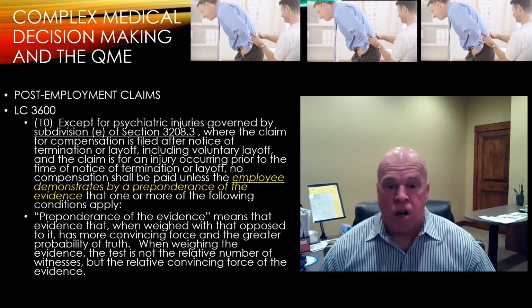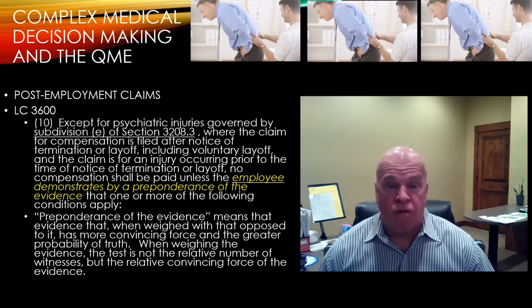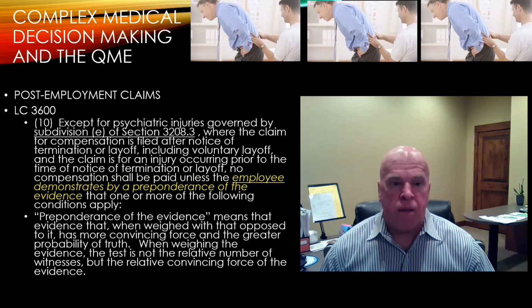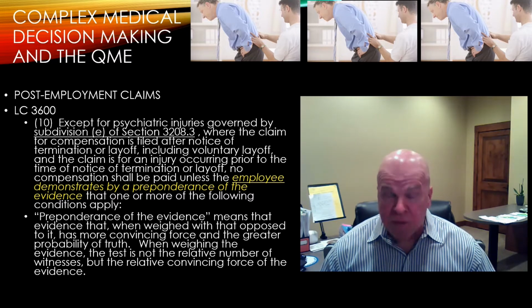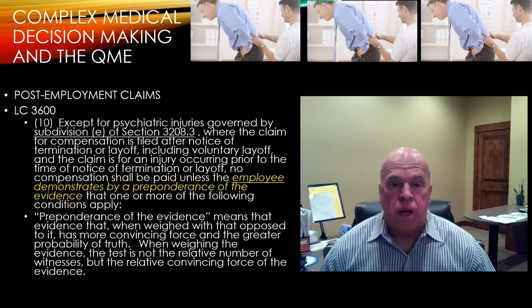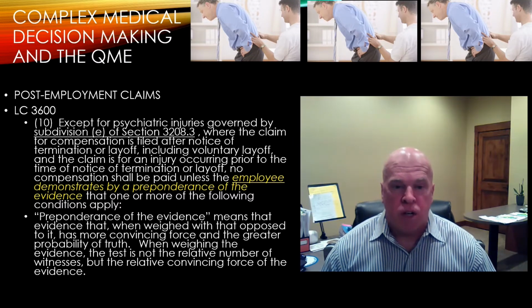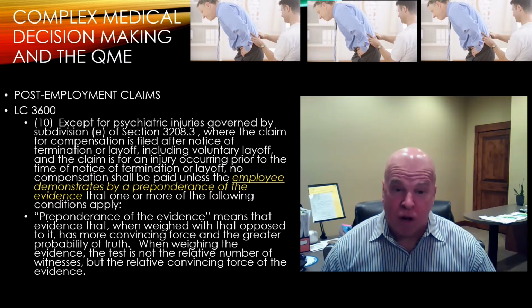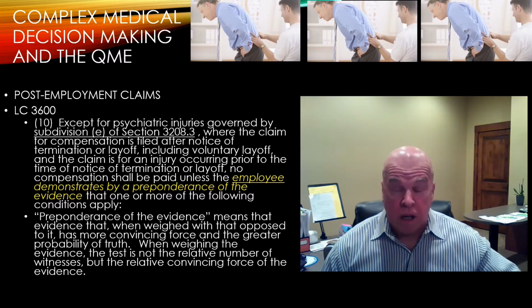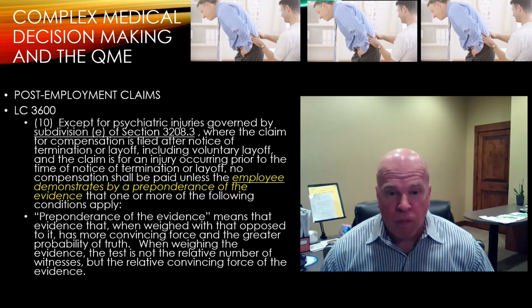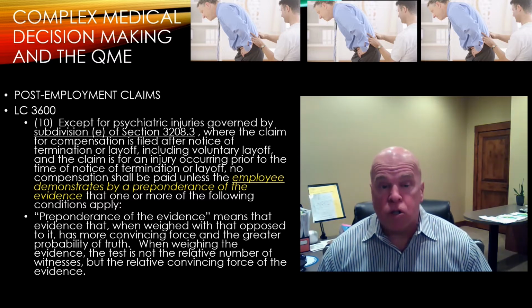So Labor Code 3600 specifically addresses this issue, and it tells us that for all injuries, the only exception being those claims for psychiatric injuries, but for all injuries where the claim for compensation is filed after notice of termination or layoff, these are the post-employment claims, including a voluntary layoff, and the claim is for an injury occurring prior to the time of notice of termination or layoff. In other words, the claim is for an injury during the period of time that the employee was working actively for the employer. It tells us no compensation shall be paid.